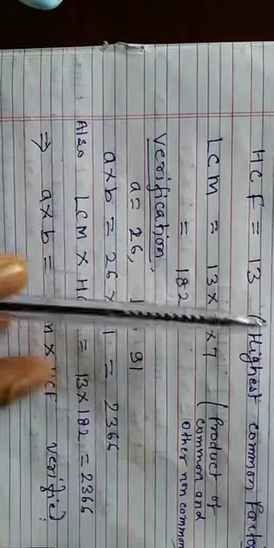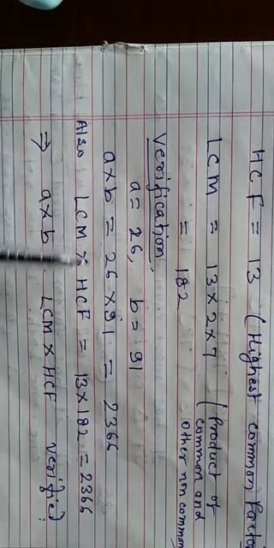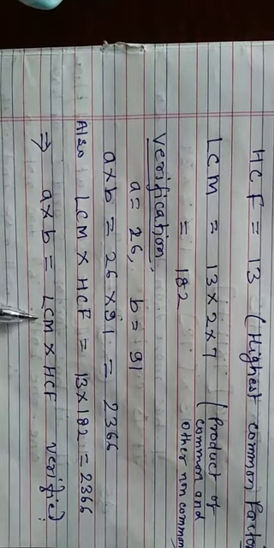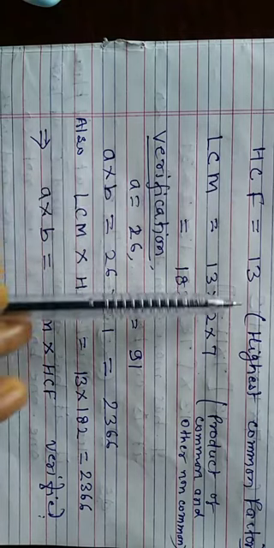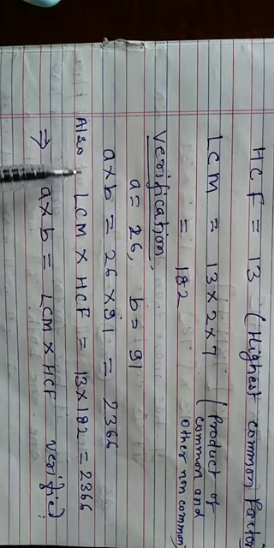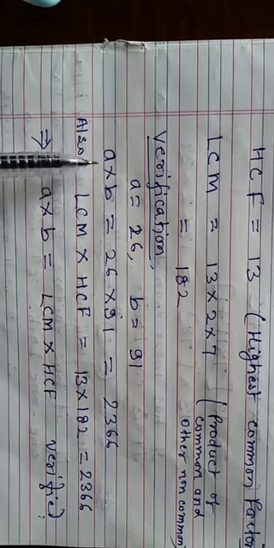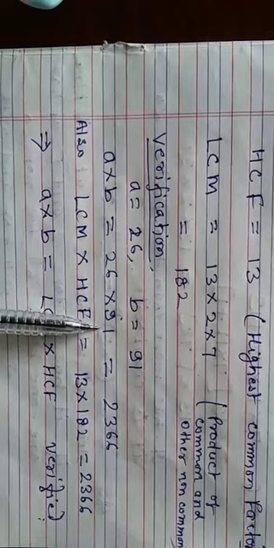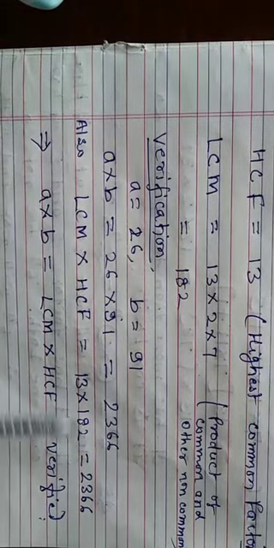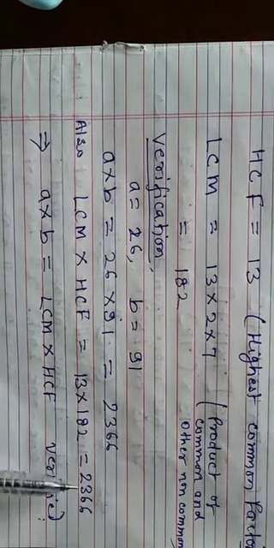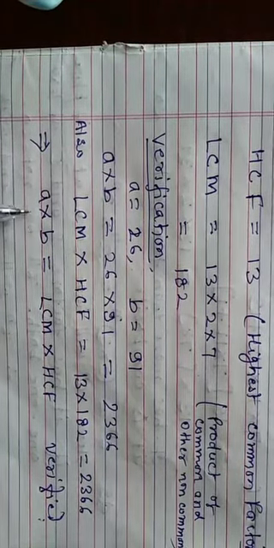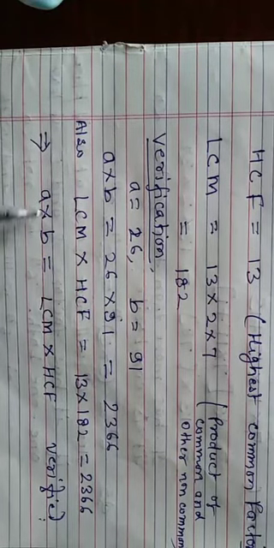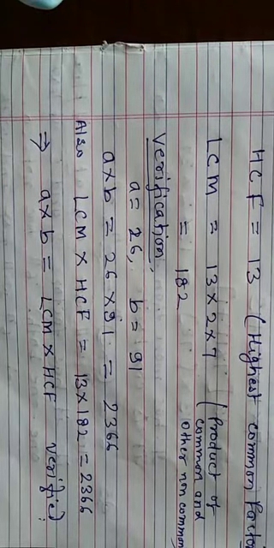Now the question is how to verify A into B is equal to LCM into HCF. First you see the HCF and LCM and multiply them. The numbers are A and B, so I have multiplied A into B. 26 into 91 is 2366. LCM into HCF again comes to 2366. So both are equal, so we can write A into B is equal to LCM into HCF. This is one kind of formula, you must remember it.